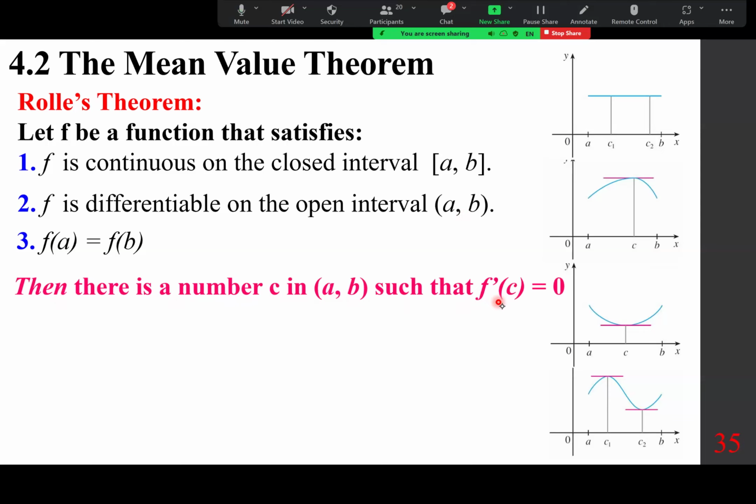All right, and that's Rolle's theorem, everybody.